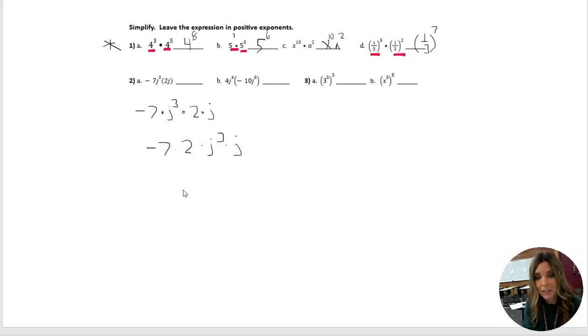So I'm just going to rearrange this so that my numbers are together. The -7 times 2 would be -14. And then j to the 3rd times j to the 1st is j to the 4th.